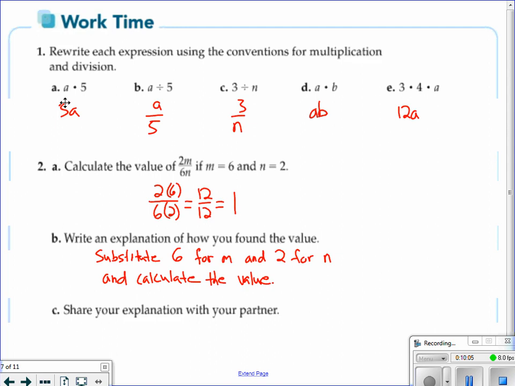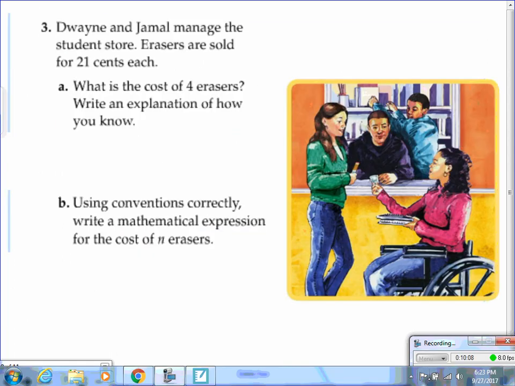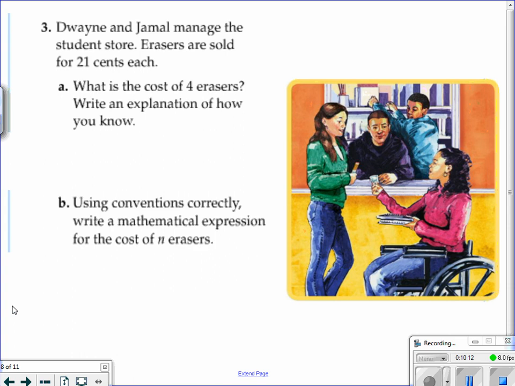All right, we got Dwayne and Jamal here, they manage a student store. They sell erasers for 21 cents each. So what's the cost of 4 erasers? Well, there's 2 ways you could look at this. If you were going to buy 4 erasers and you knew they were 21 cents each, you could just do 21 plus 21 plus 21 plus 21. Okay, and that would give you your 84 cents.